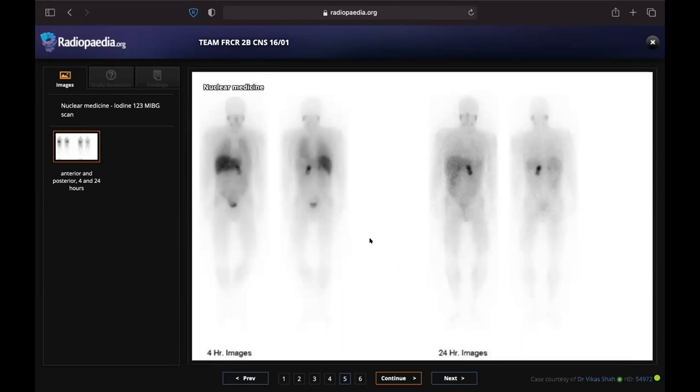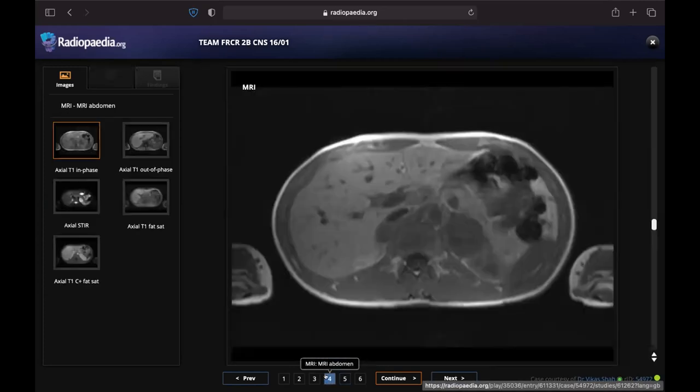So, in the MIBG at 24 hours, there is an increased uptake on both sides of the spinal column, in the lumbar spine, upper lumbar spine, more on the left side. Okay. Response to the enlarged gland. Very good. Very well done, Dr. Leila. I'll come back to the summaries. I know it was a rushed hot seat session, but you did well.